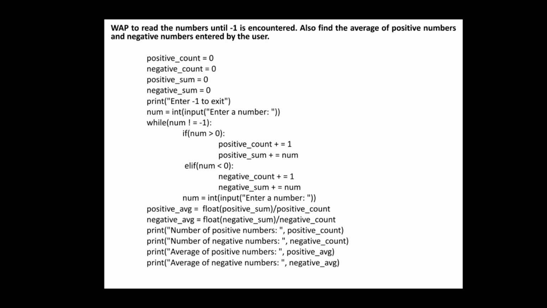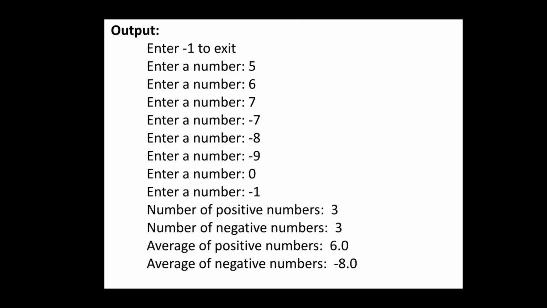So positive average equal to positive sum, that is 18, divided by positive count, that is 3. So that should be equal to 6.0, and negative average equal to negative sum, that is -24, divided by negative count, that is 3. So -8. So number of positive numbers 3, number of negative numbers 3, average of positive numbers 6.0, and average of negative numbers -8.0. These are the outputs.